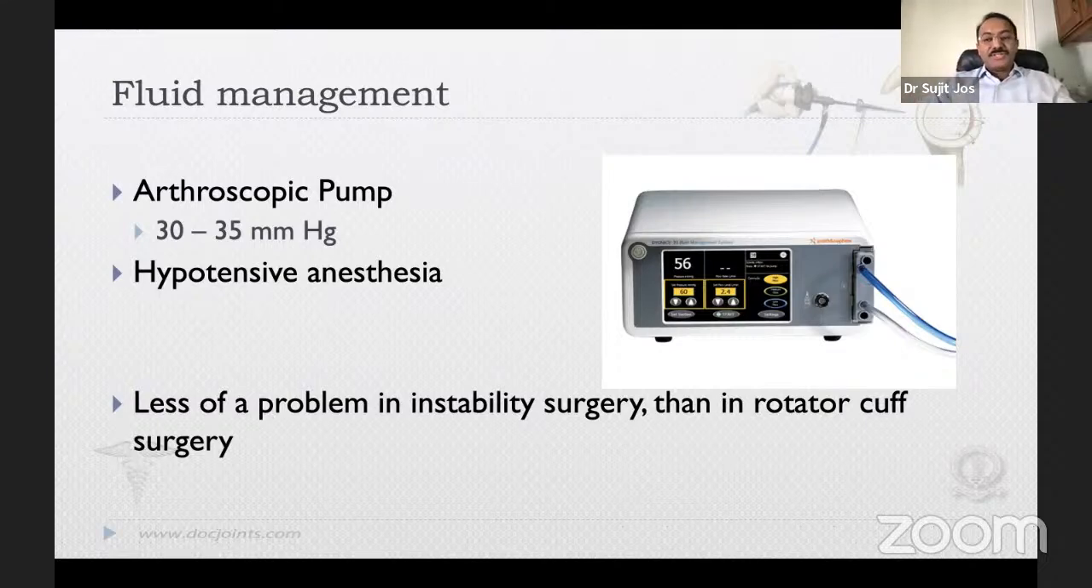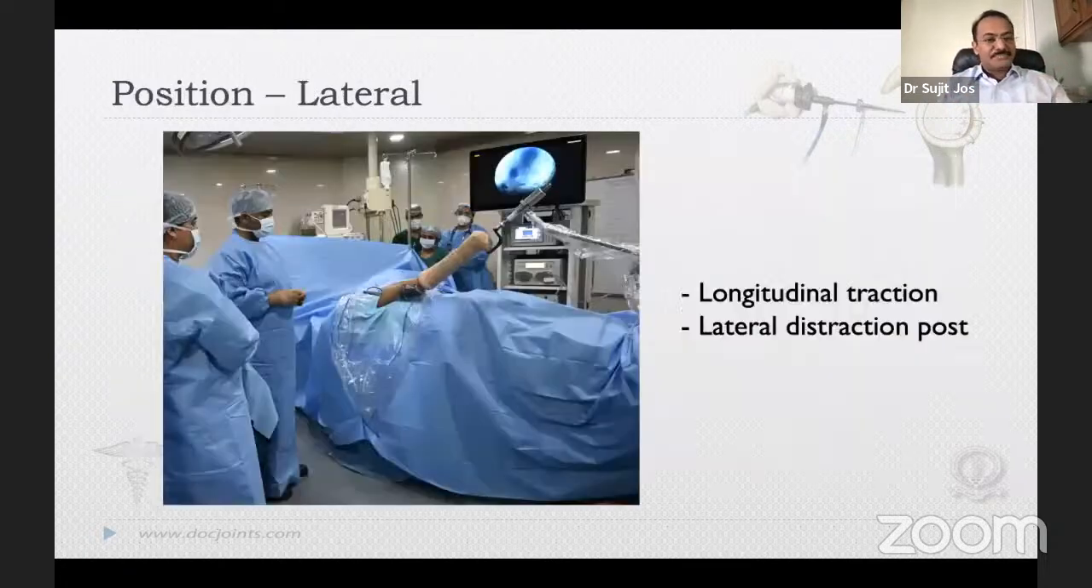A good anesthesiologist is important when you start shoulder scopy. Hypotensive anesthesia is very important. It is less of a problem in shoulder instability surgery than in rotator cuff surgery, because shoulder instability is done inside the capsular envelope inside the shoulder. The decision making and the other things have been talked about by the previous surgeons. Dr. Ashish Babulkar had talked about the theory part and how to make a decision. He is the master of decision making.